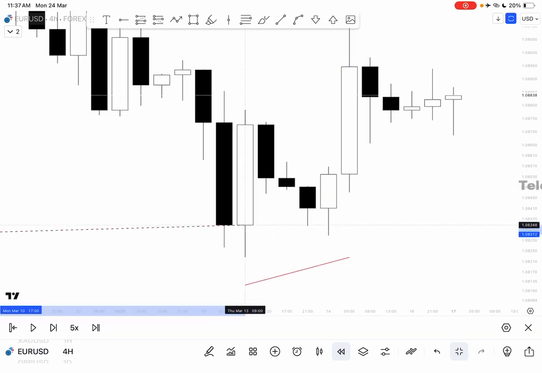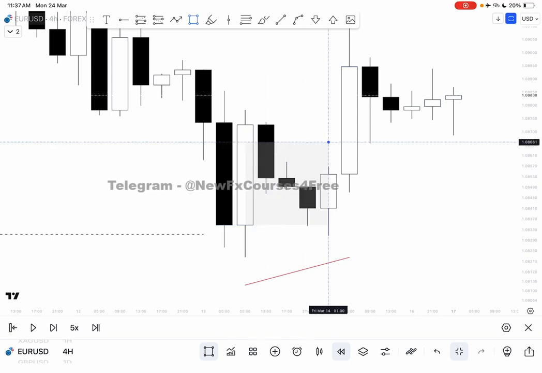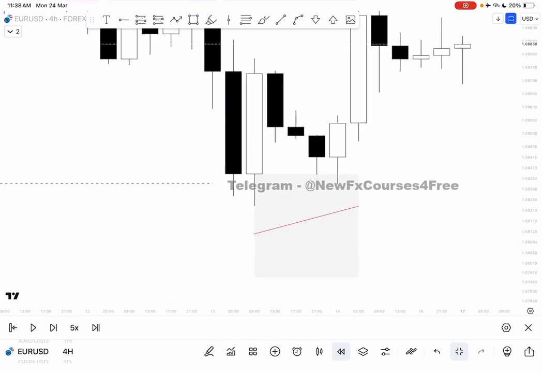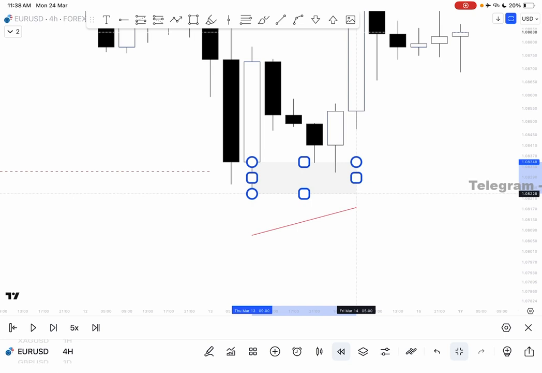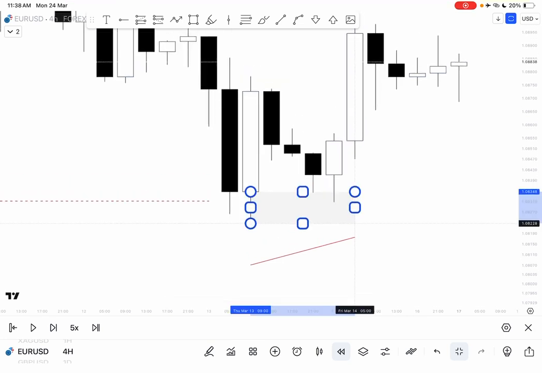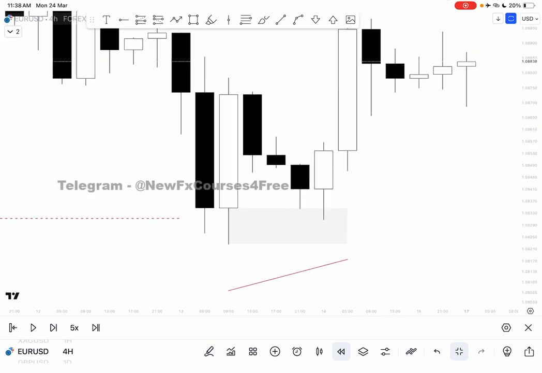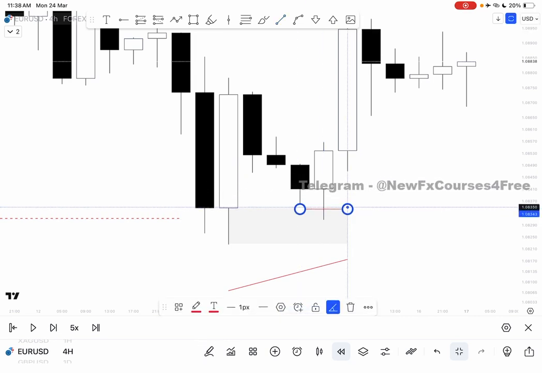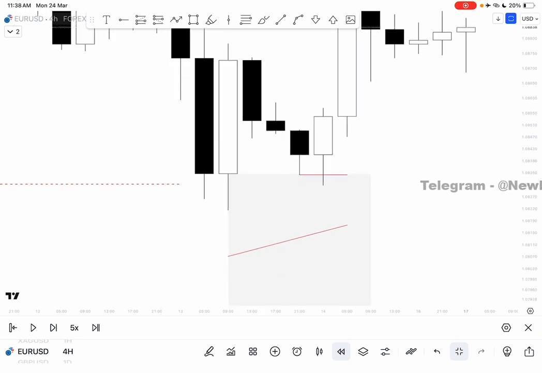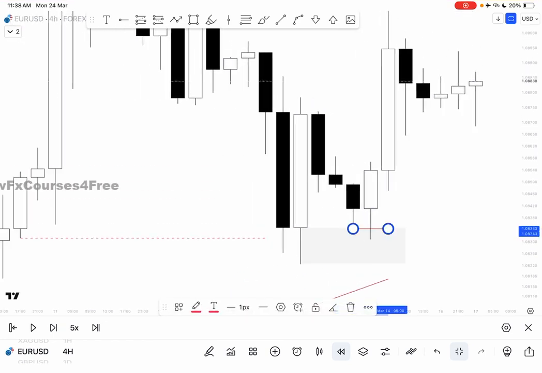So we got a rejection block over here. We got a rejection block, and drawing this out in time, we got a 4-hour range low, which was actually swept, tapping on the rejection block. Sorry about this. Okay, so range low swept.